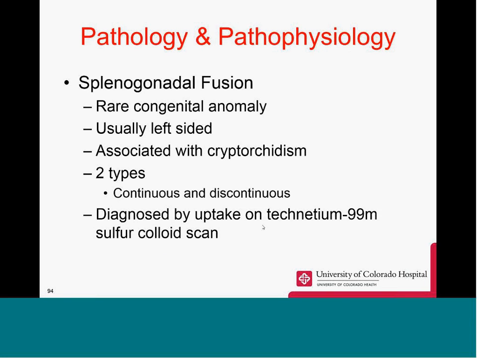Another tissue migration abnormality would be a splenogonadal fusion. It's rare. It's usually left-sided and associated with cryptorchidism. There are two types, continuous and discontinuous. Not really important for sonography. This is better diagnosed with uptake on a technetium-99m sulfur colloid scan, a nuclear medicine study.